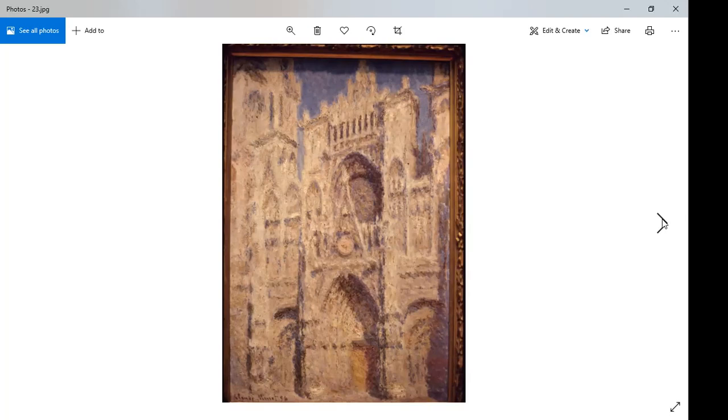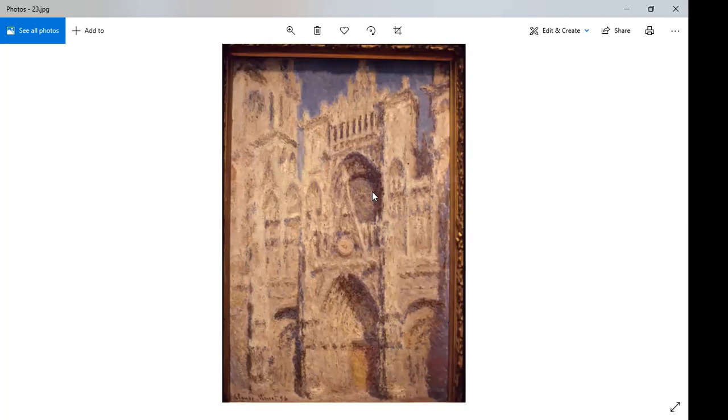Different times of the day, different seasons. In fact, if you do the math, if he painted even four different times of the day, which I know he always did at least, and there are four seasons, that's 16 paintings right there of the exact same scene. He loved this cathedral. It is one of the nicer Gothic churches in France.